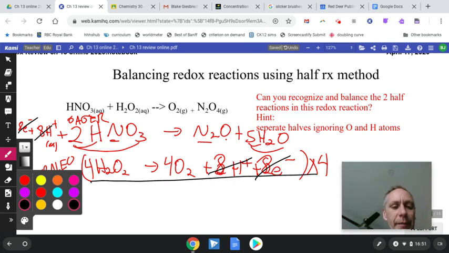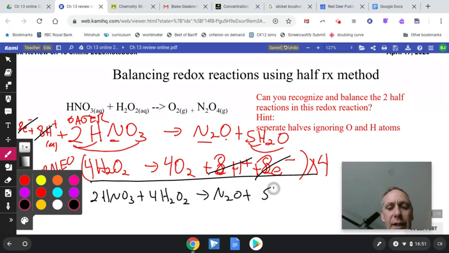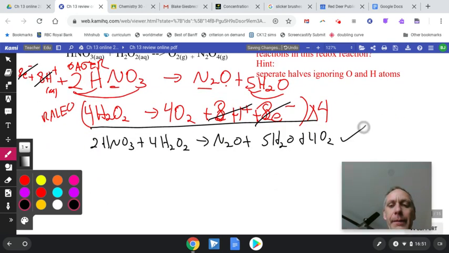So now we add them up. 2 HNO3 plus 4 H2O2 gives N2O plus 5 waters and 4 O2. And I'm just going to skip states to save a little bit of time. Okay, there we go. Hopefully I didn't make any mistakes on that one, Casey. You will let me know if I did.